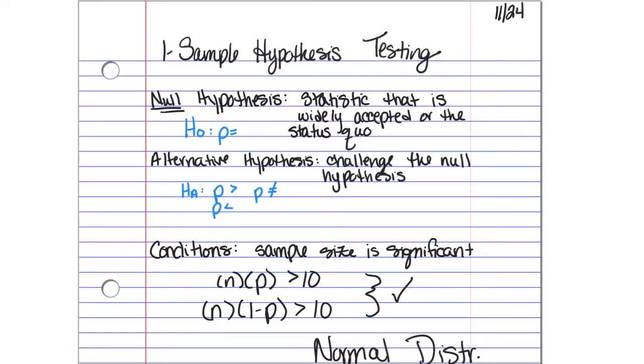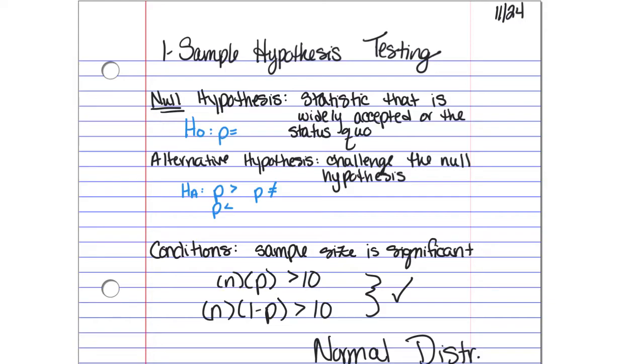Today we are going to talk about one sample hypothesis testing. What a hypothesis test does is it challenges an already accepted statistic. A null hypothesis is a statistic that is widely accepted or is considered the status quo. So it is something that has already been established by some population. It is denoted using the symbol H sub 0.